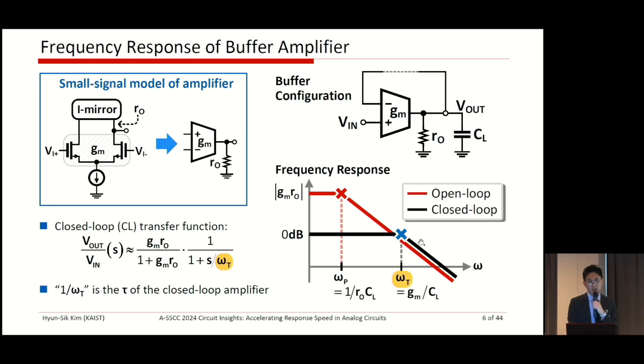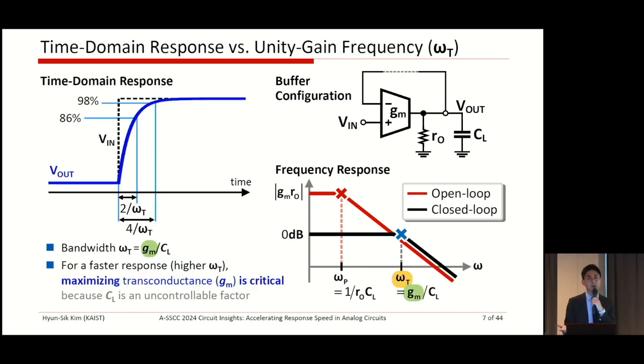And then, as you can see, this is the closed loop transfer function. So you can see this point, which from the viewpoint of the open loop is the unity gain frequency, actually works as the 3 dB frequency in the closed loop configuration. And so this 3 dB frequency actually works as the time constant for the closed loop amplifier. So keep in mind 1 over omega t, where omega t is the bandwidth. The 1 over bandwidth actually works as the time constant of the closed loop amplifier. So if omega t is larger, then the time constant is shorter, then the response is faster.